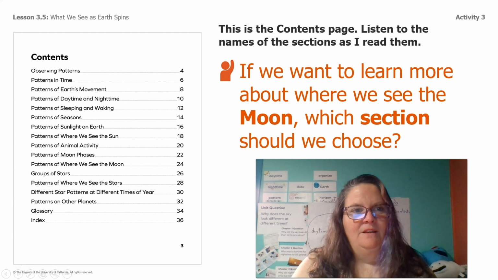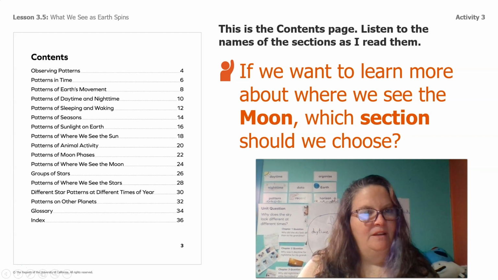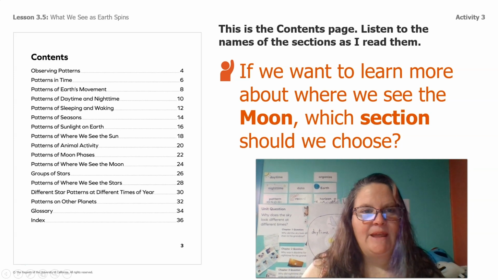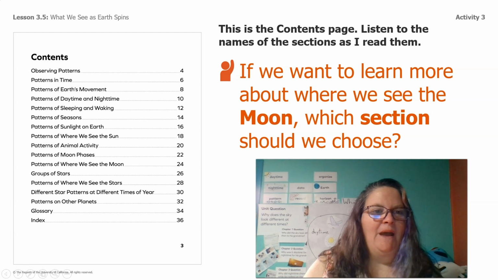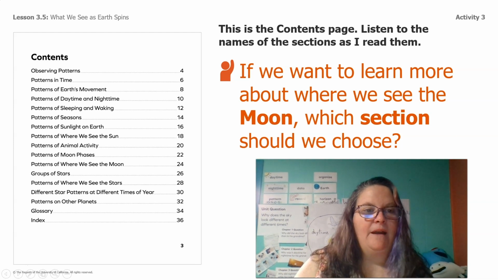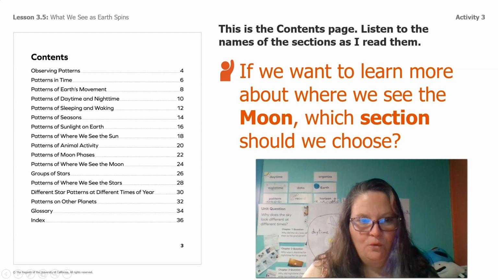So we have observing patterns, patterns in time, patterns of Earth's movement, patterns of daytime and nighttime, patterns of sleeping and waking, patterns of seasons, patterns of sunlight on Earth, patterns of where we see the sun, patterns of animal activity, patterns of moon phases. Patterns of moon phases. That's right. So we're going to go to page 22.